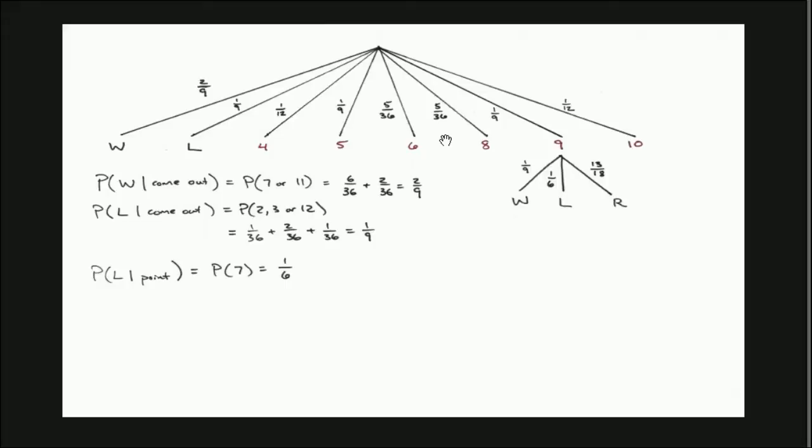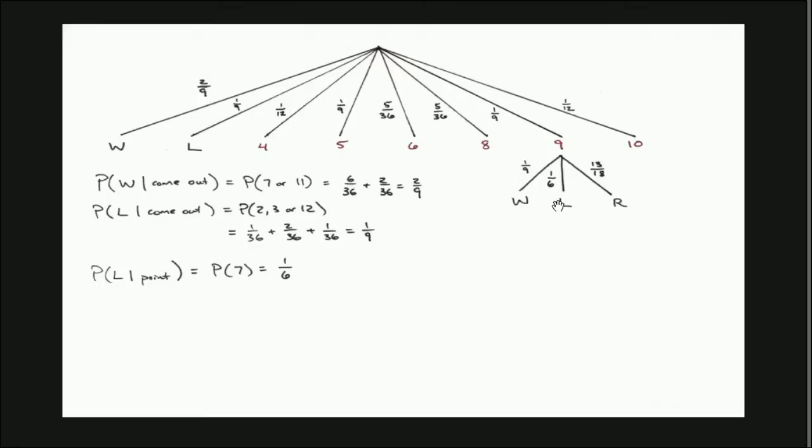So now, once we've established the point, let's say, just for the sake of argument, that we didn't crap out, but we established the point at a 9. Well, what's going to happen from there? Now one of three things is going to happen. Either we win, in which case we roll another 9, we lose, in which case we've rolled a 7, or we get any other number and we have to roll again. So the probability of winning with the point being set at a 9 is going to give us 1/9.